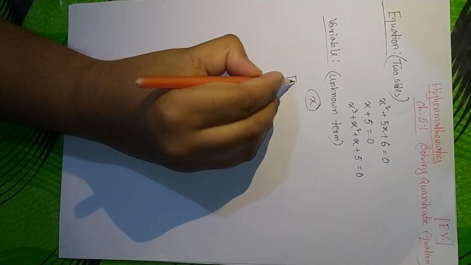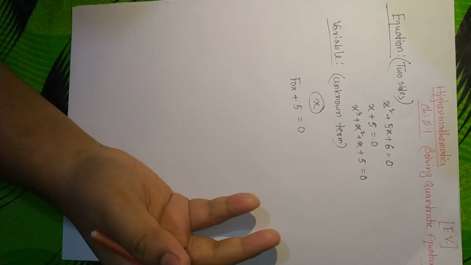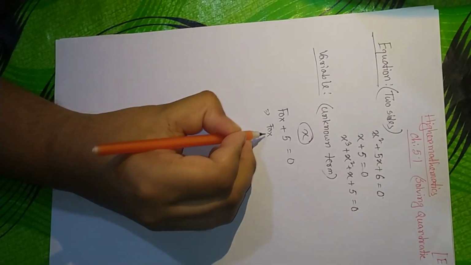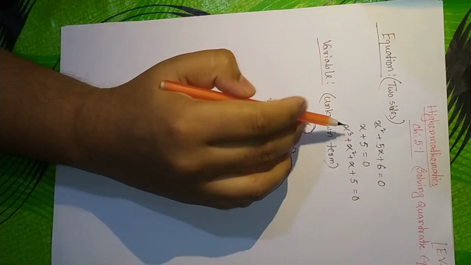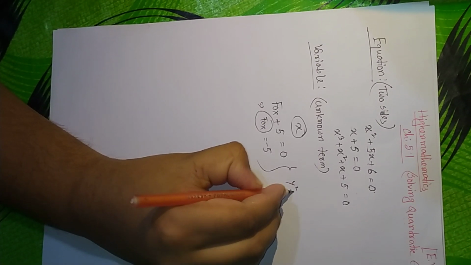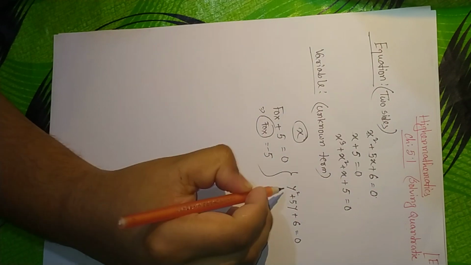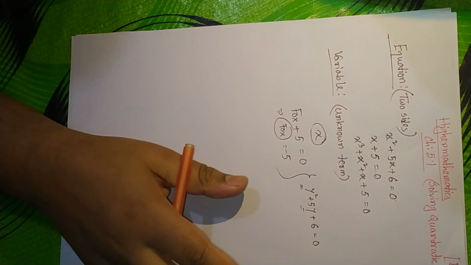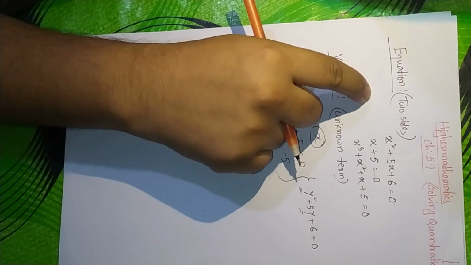But if there is an equation like fox plus 5 equals 0, where is the unknown term? Fox. That's why we can say fox is our variable. So the unknown term of an equation is called a variable. Similarly, y square plus 5y plus 6 equals 0. Here the unknown is y, that's why y is our variable. So I think this is the basic concept of the variable in an equation.